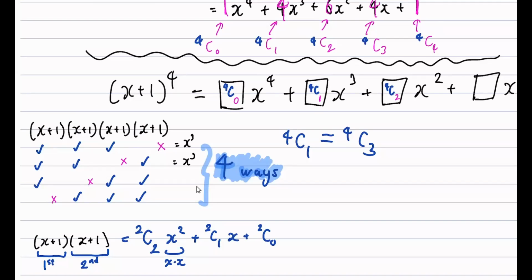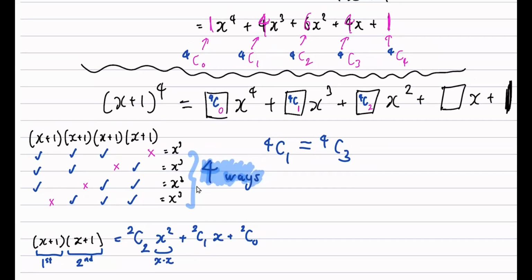Then the next one will be, I pick x here, I pick 1 here, I don't pick x, then I pick x and I pick x. So again, another x cubed. And then the other possibility will be, I pick a 1 here, then I pick x, which gives me an x cubed. So because there's 1 x cubed, 1 x cubed, 1 x cubed, 1 x cubed, 4 of them, add them together, you get 4x cubed, which is 4 choose 1. Then likewise for all the others, it will be 4 choose 2, and then 4 choose 3.